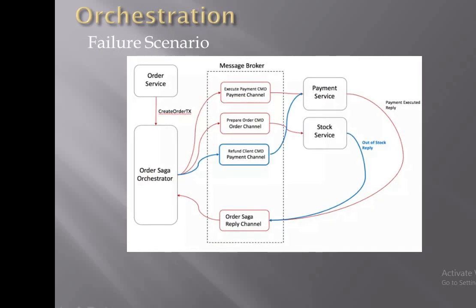But how is failure handled in the orchestration pattern? So suppose failure happened in the stock service. In the stock service, it found that this item is out of stock. What happens? The stock service will send a message to the order saga reply channel, and the message is out of stock reply. That will be received by the order saga orchestrator.